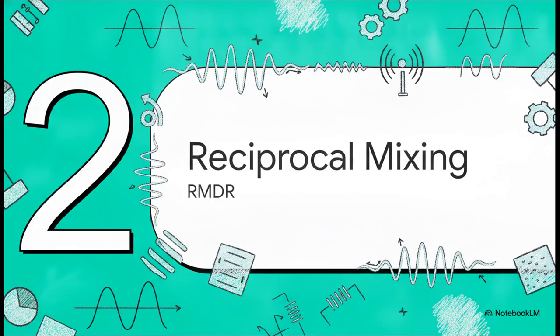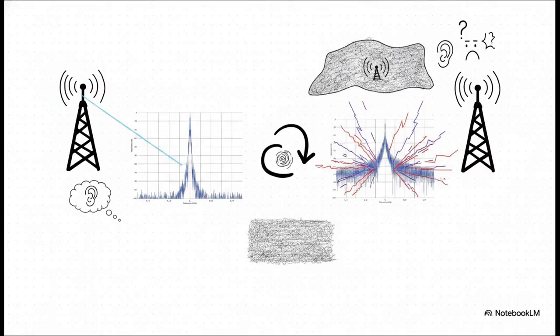Section 2. Reciprocal mixing noise, or RMDR. Let's move to our first culprit attacking that precious dynamic range, reciprocal mixing. Imagine a perfectly clean local oscillator with a sharp, narrow signal, and contrast that with an oscillator suffering from poor phase noise, where the signal spreads out like a wide skirt.